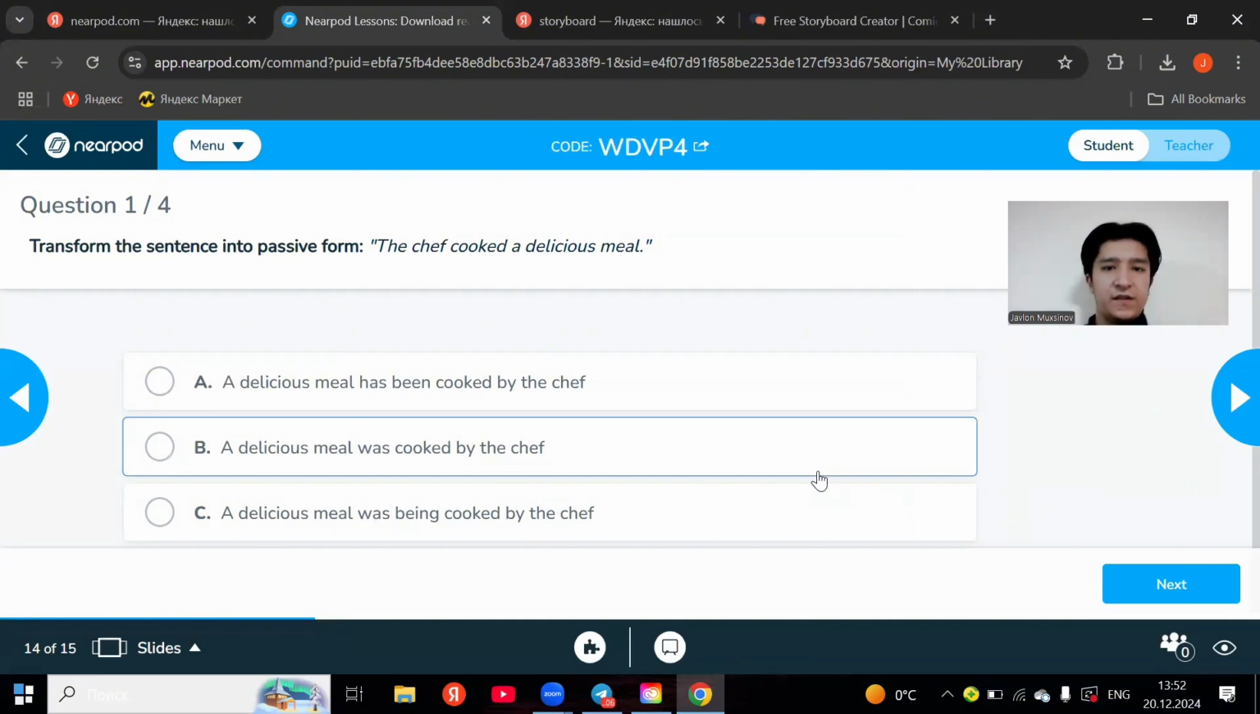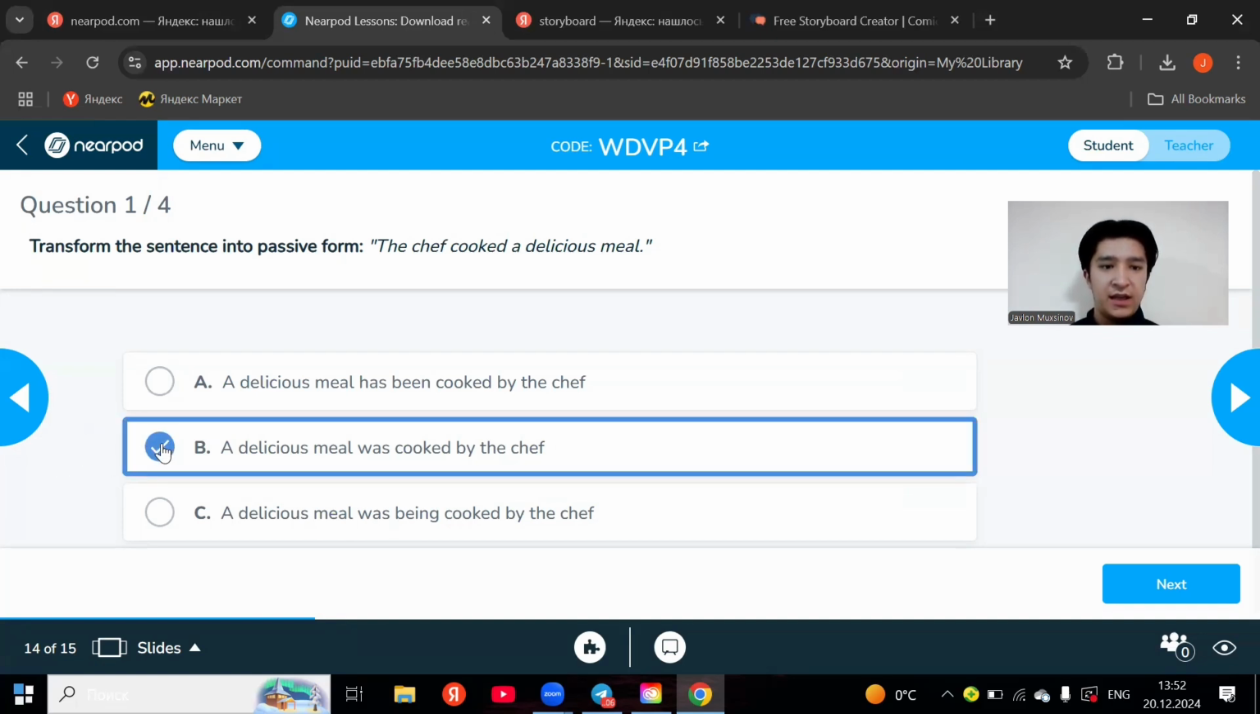So we have some questions about passive voice. The first question: transform the sentence into passive form. The chef cooked a delicious meal. Variant A: a delicious meal has been cooked by the chef. B: a delicious meal was cooked by the chef. C: a delicious meal was being cooked by the chef. You can choose your own answer, and then let's check. The correct one is variant B: a delicious meal was cooked by the chef.